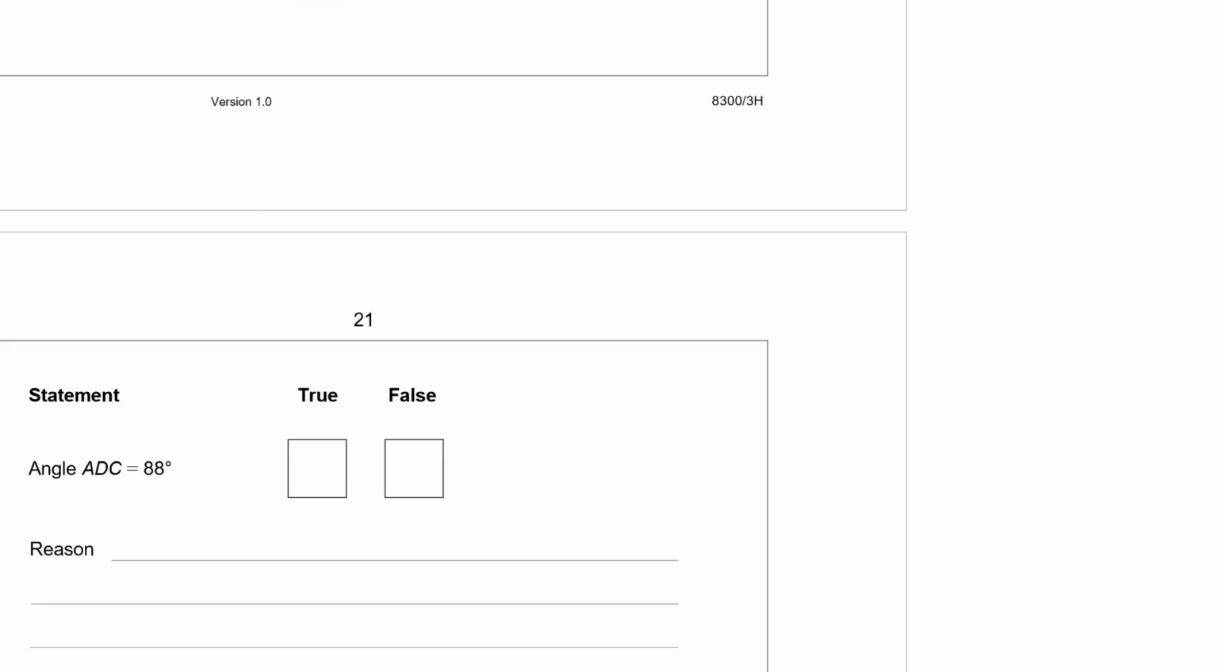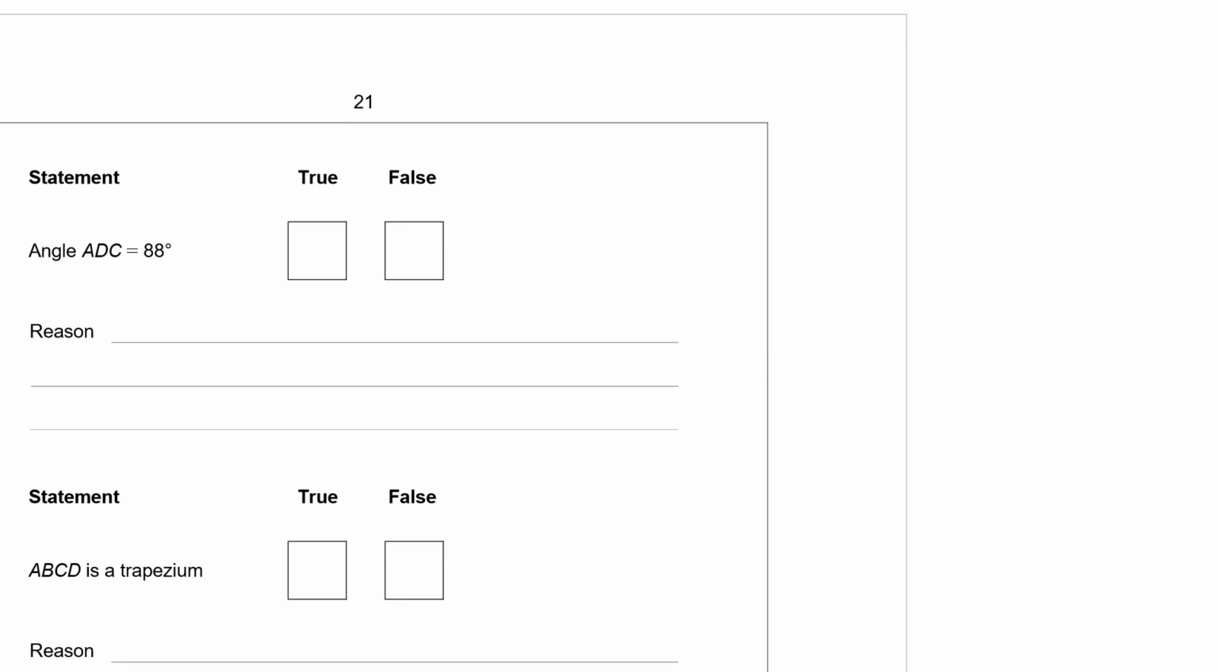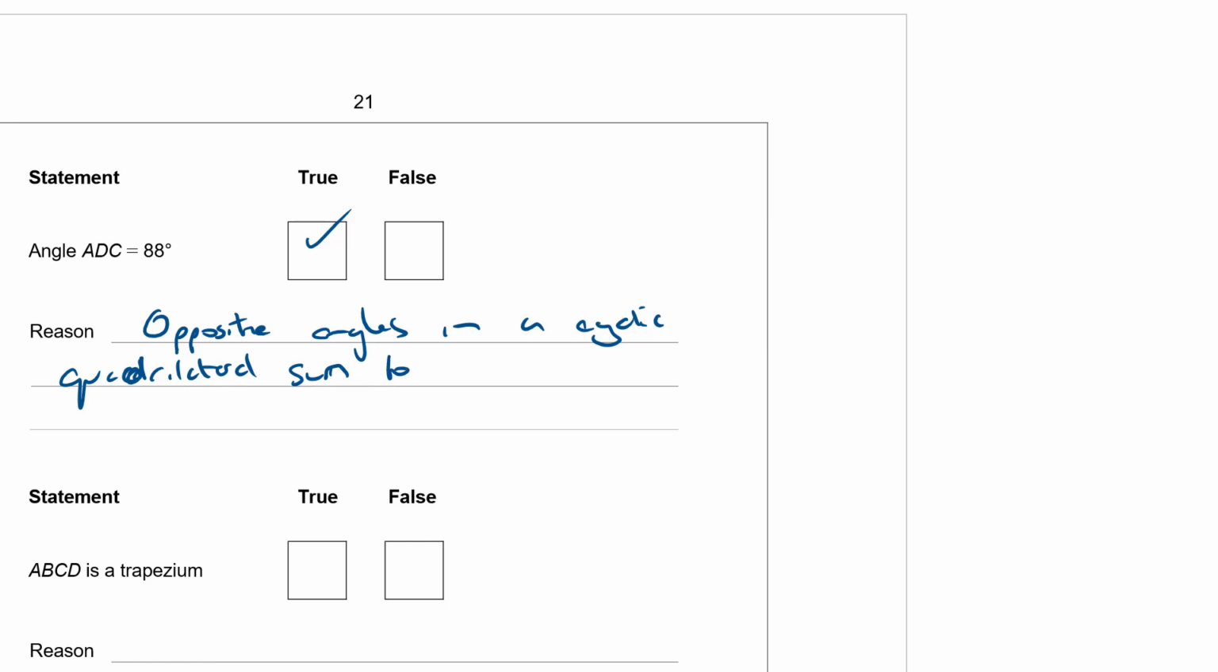So let's say that's true, and then I can say opposite angles in a cyclic quadrilateral sum to 180 degrees.